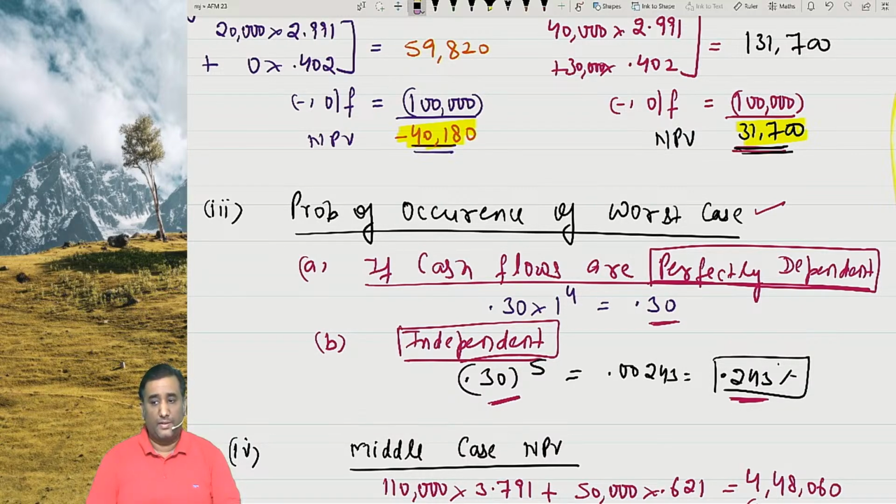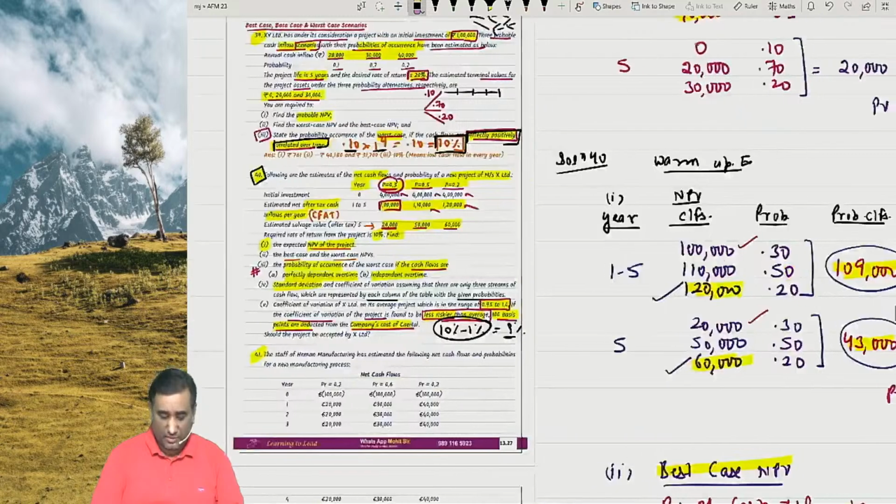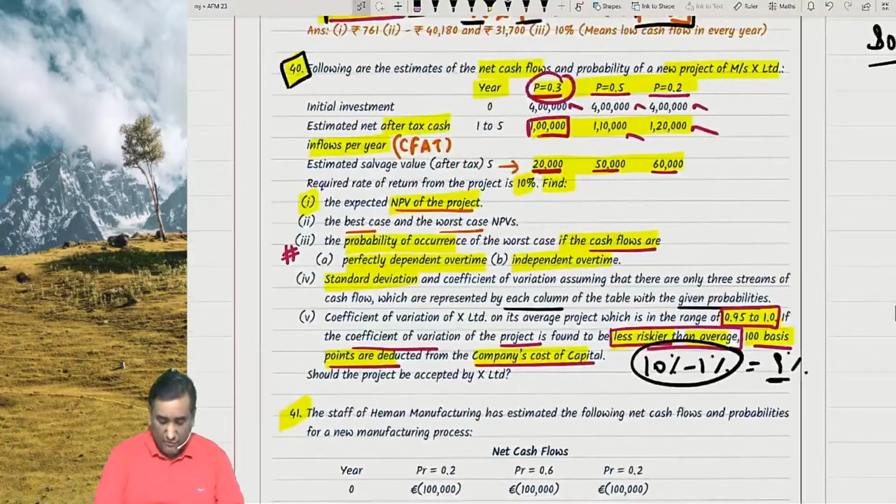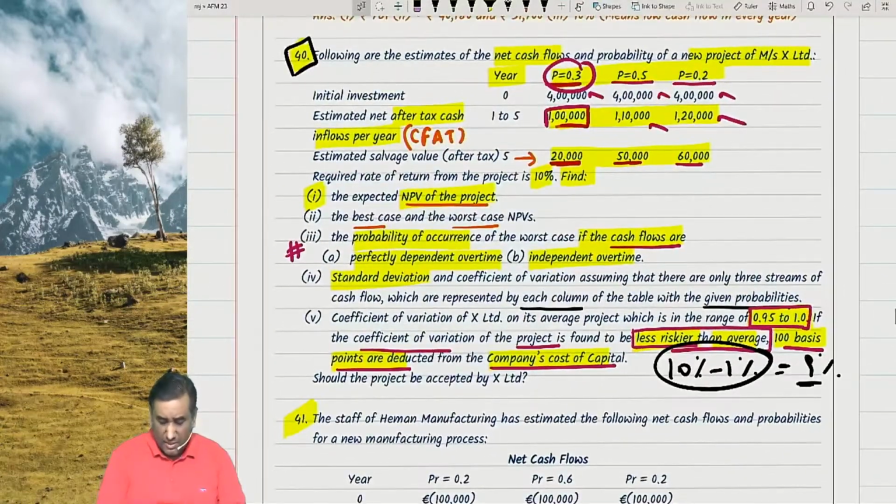Now, can I look at the next part? Next part was also important. It will test your skills of the portfolio. Find, we did from here. It's actually find the standard deviation, coefficient of variation.